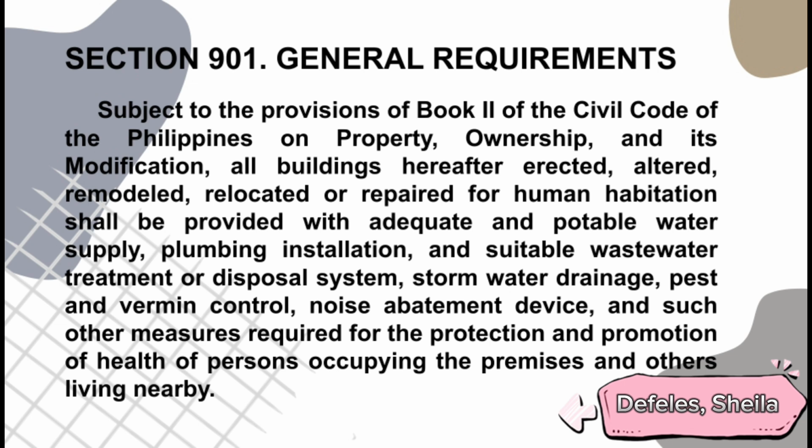Next is pest and vermin control. So, dapat rin yung bahay or yung building is protected from pest and vermin. So, ano nga ba yung ibig sabihin ng vermin? Basically, yung vermin is yung daga, ipis, bedbugs, termites, and such organisms na nakaka-disturb o nakaka-istorbo sa mga occupants.